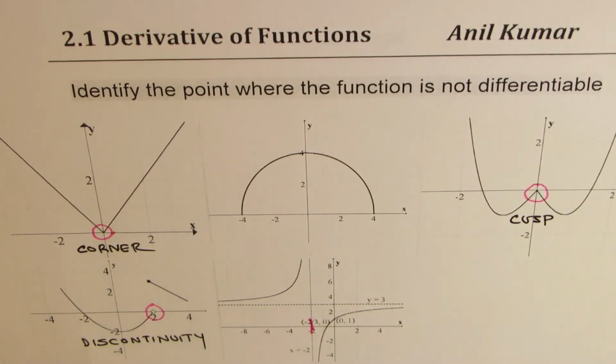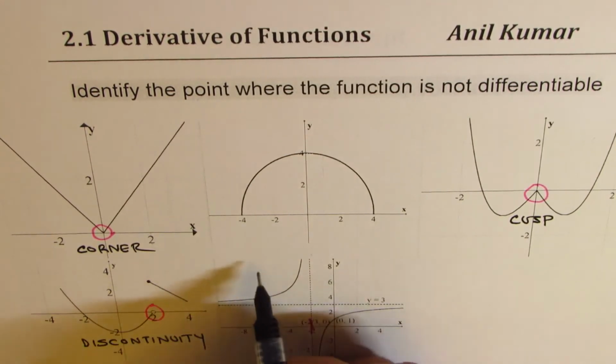Now, when there is a discontinuity, you don't know where to draw a tangent, correct? So you can't draw a tangent here, right? So that is ambiguous, right? So it is not differentiable at this point. Here, it is a vertical asymptote.